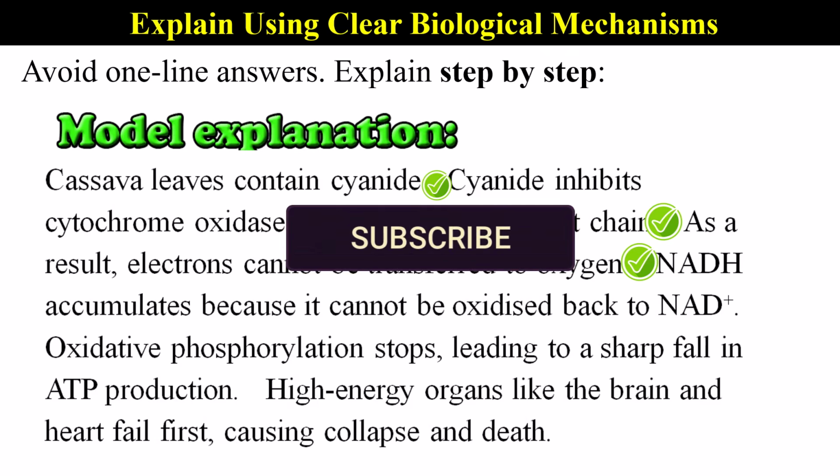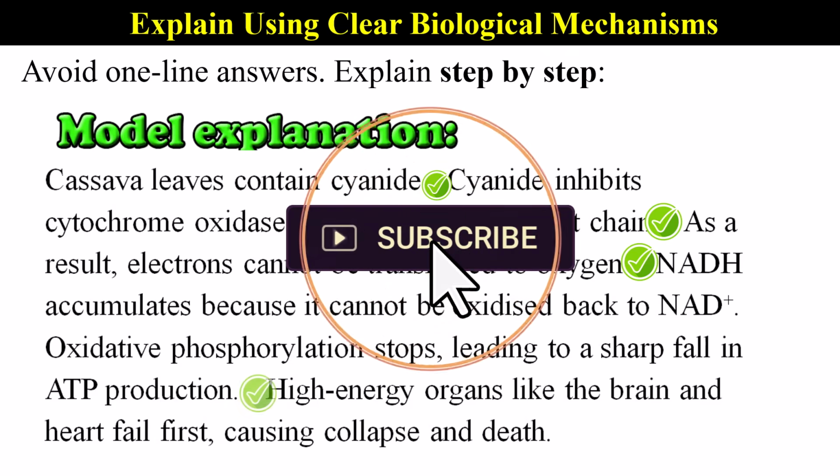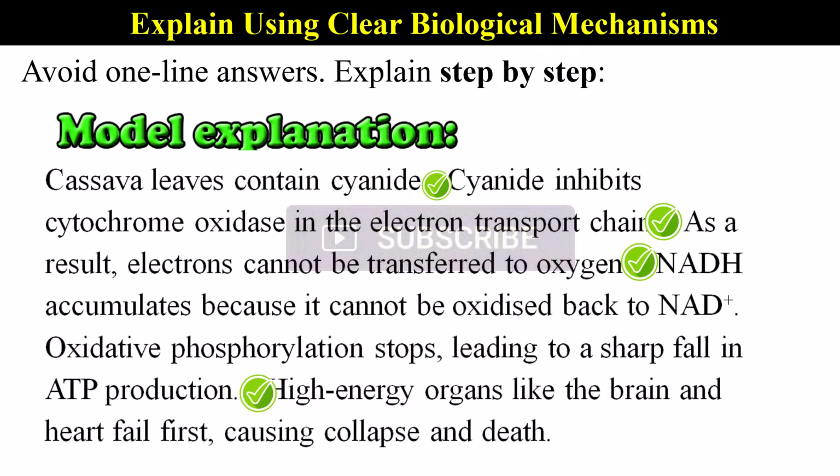Oxidative phosphorylation stops, leading to a sharp fall in ATP production. High-energy organs like the brain and heart fail first, causing collapse and death. This is how examiners or scorers award full marks. Apply knowledge to new situations.